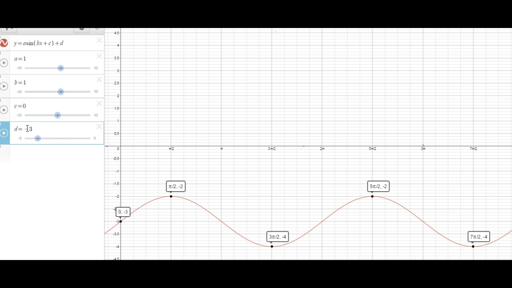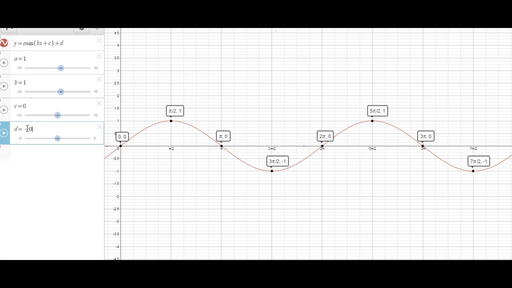Well, it changes all of the y values. The y value that was 0 is now negative 3. The y value that was at positive 1 has moved down 3, so 1 minus 3 is negative 2. The y value that was at negative 1 has moved down 3, so it's at negative 4. So yes, it changes all the y values. How does it change them? It subtracts 3 from each of them. I'm going to put D back to 0, because we should only change one thing at a time. So we changed D and saw the effect of it.